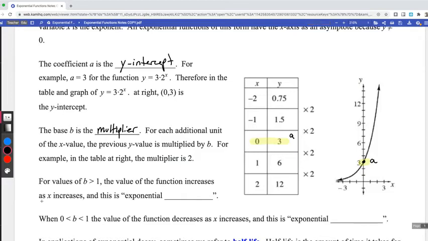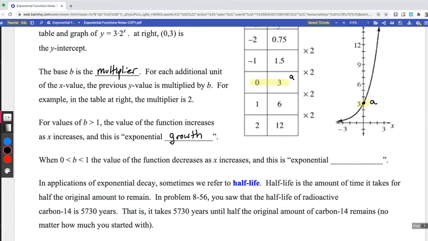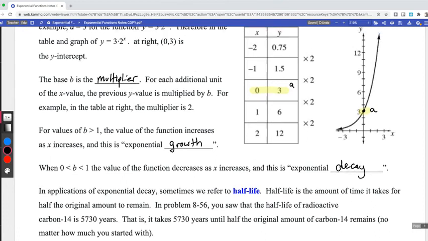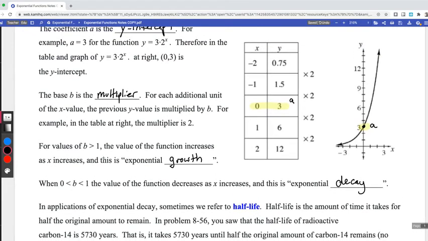All right. So there are some things that we can look at in the equation and say, oh, I already recognize that my graph is going to look like this. For example, if our b value is greater than 1, the value of the function increases as x increases, and this is exponential growth. Whereas when b is between 0 and 1, the value of the function decreases as x increases, and this is called exponential decay.